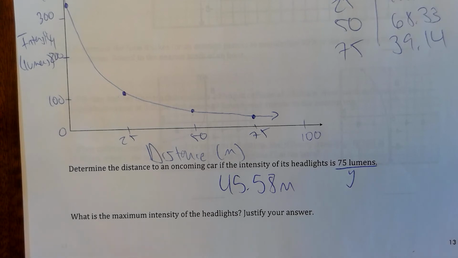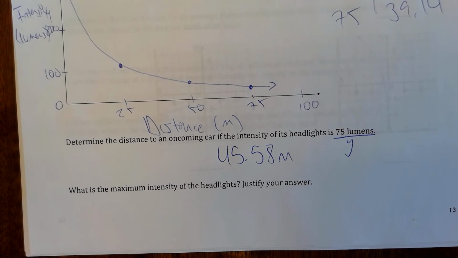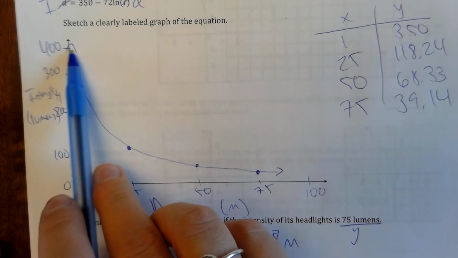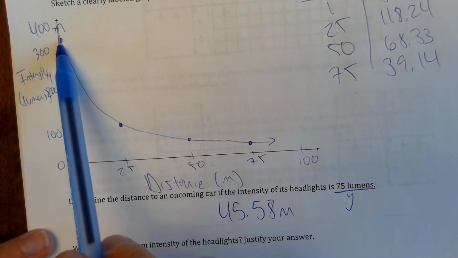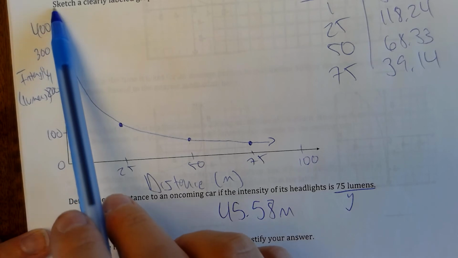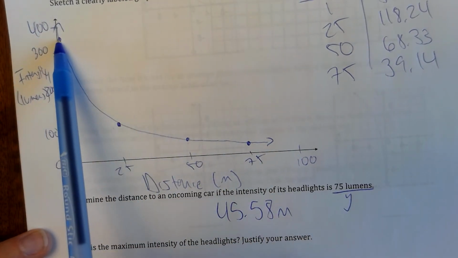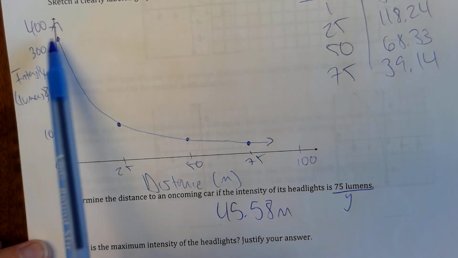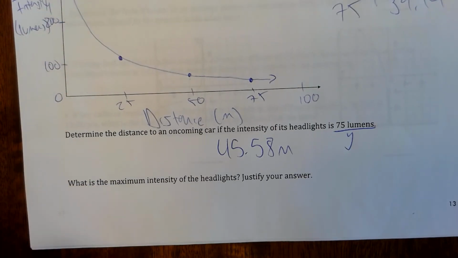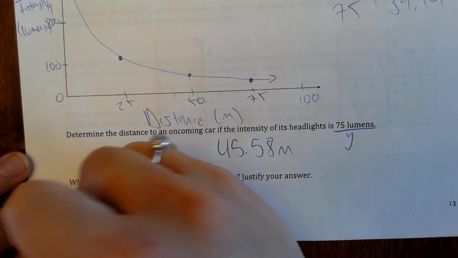So let's try this next one. What is the maximum intensity of the headlights? Justify your answer. Now, this is a logarithmic function. We did put an arrow up there. This thing is never going to actually have a maximum value, is it? Because it will keep going up and up and up. If we had looked on our calculator graphs and I put 0.5 meters in there, I would have gotten something bigger than 350. And then if I put 0.1, I would have gone bigger than that. But a logarithmic graph will never actually have a max.